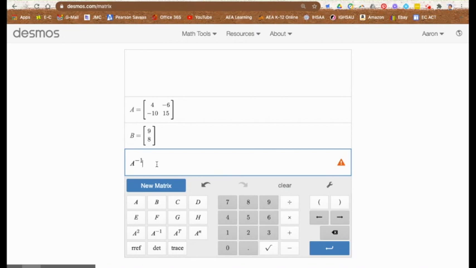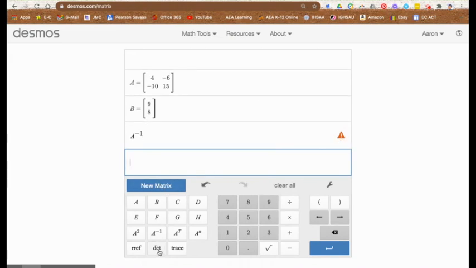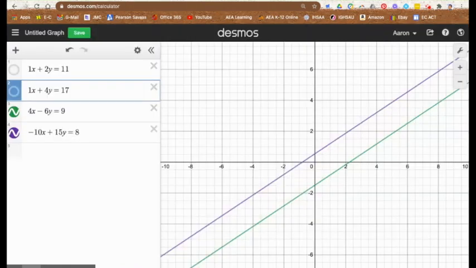I'm going to even make it more simple here. I'm going to take off the times B. It's the inverse that has the issue because there is no inverse. So let me show you why there's no inverse. If I do DET, that stands for determinant of A, it's 0. And we've learned that matrices that have a determinant of 0 do not have an inverse. So when I tried to do the inverse of A and multiply it times B, I got this singular matrix error because, as the graph shows me, these two don't cross.